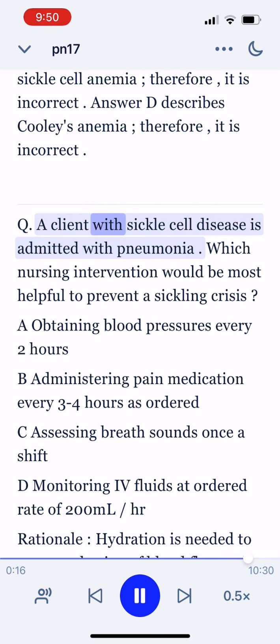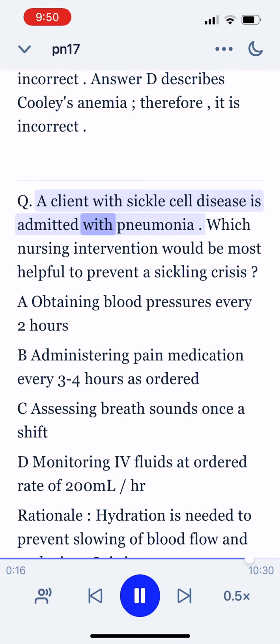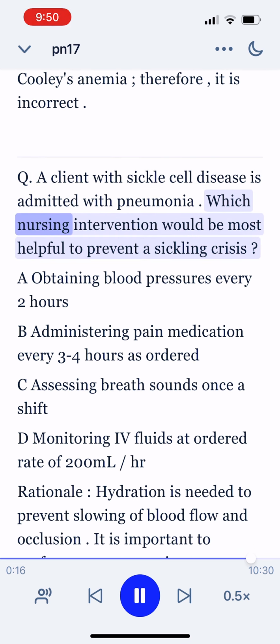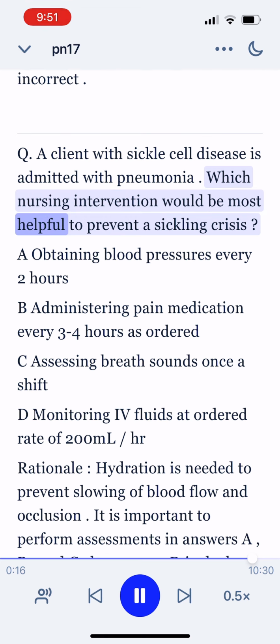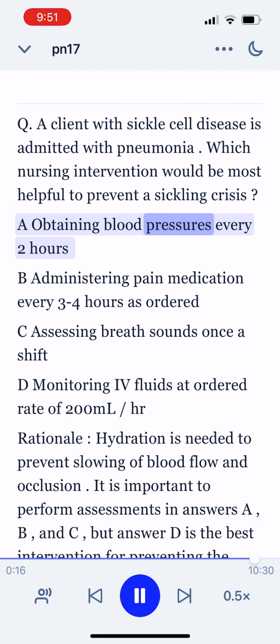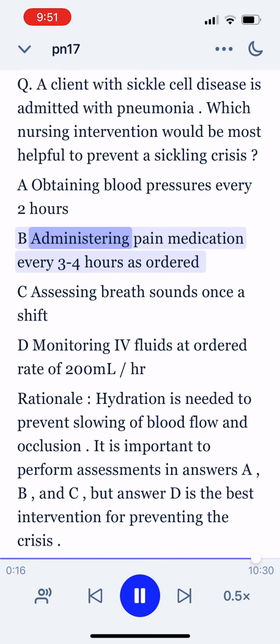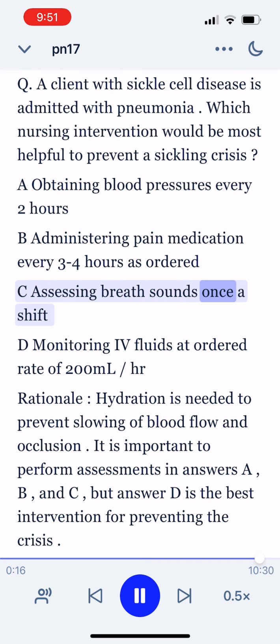Q. A client with sickle cell disease is admitted with pneumonia. Which nursing intervention would be most helpful to prevent a sickling crisis? A. Obtaining blood pressures every 2 hours. B. Administering pain medication every 3 to 4 hours as ordered. C. Assessing breath sounds once a shift. D. Monitoring IV fluids at the ordered rate of 200 mL/hr.